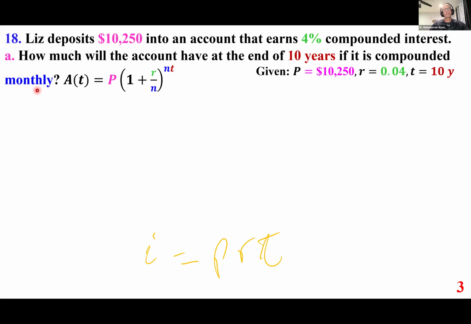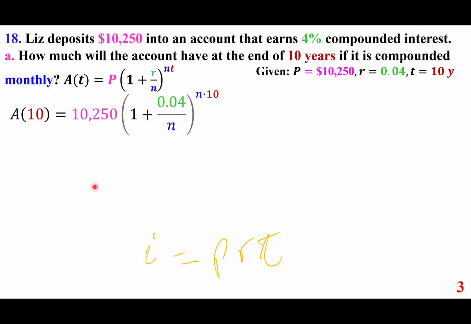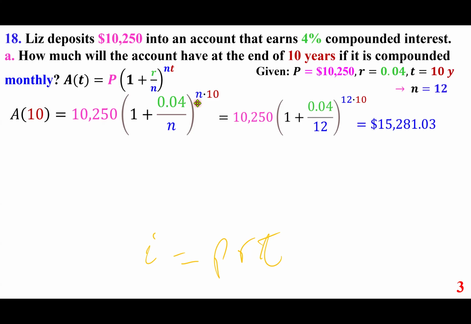For monthly, N is 12. Okay. So $10,250 times 1 plus 0.04 over N, to the power N times 10. And for monthly, as I mentioned, N is 12. So now replace. Put it into a calculator. And because we are dealing with money, go with a couple of decimals, $15,281.03.